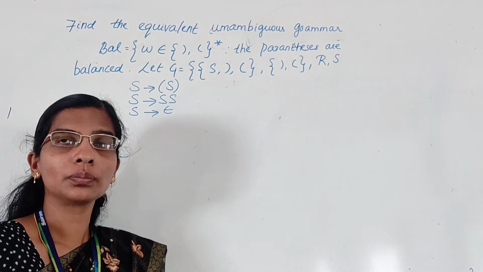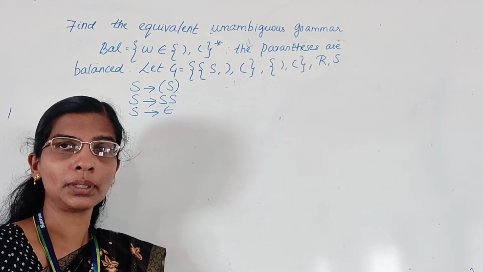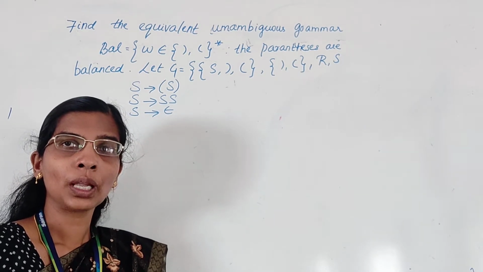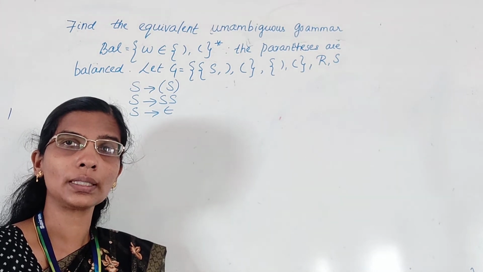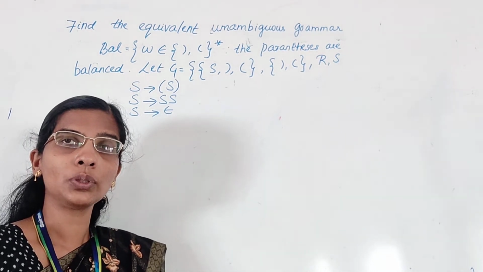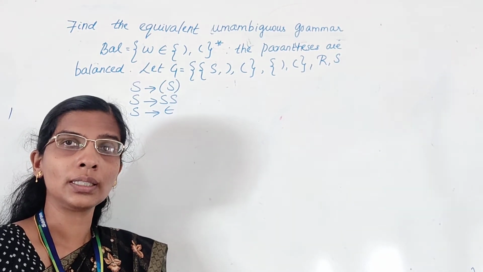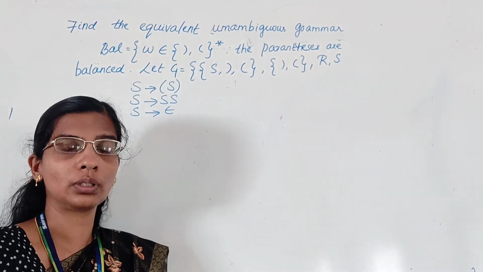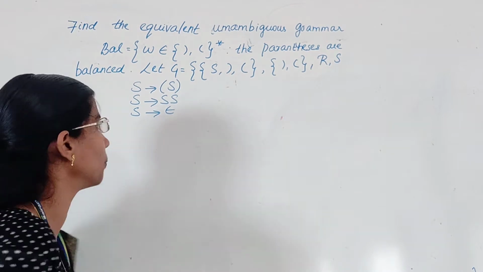And you know, in finding the equivalent unambiguous grammar, there are three steps. The first step is I have to eliminate my epsilon production. While eliminating the epsilon production, if I get my start symbol as a nullable variable, I have to include at most one epsilon. And the third step is I have to eliminate symmetric recursive rules. So coming to step 1, eliminating epsilon production.